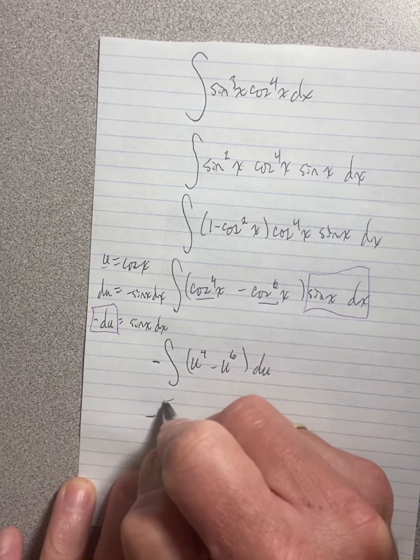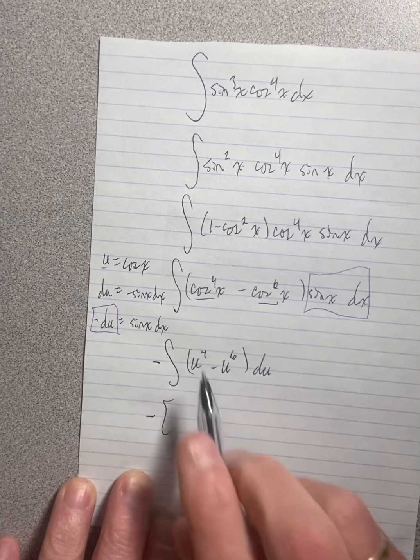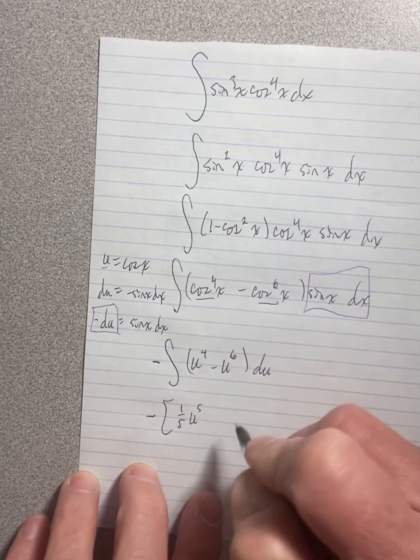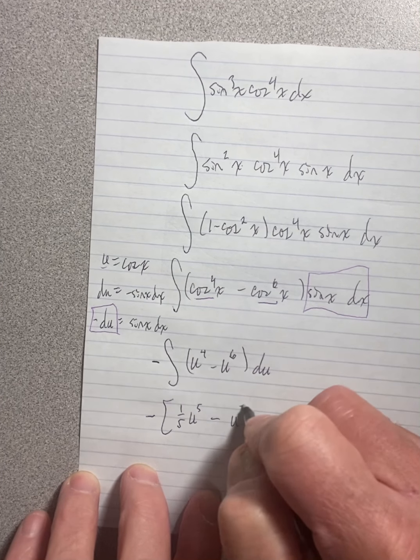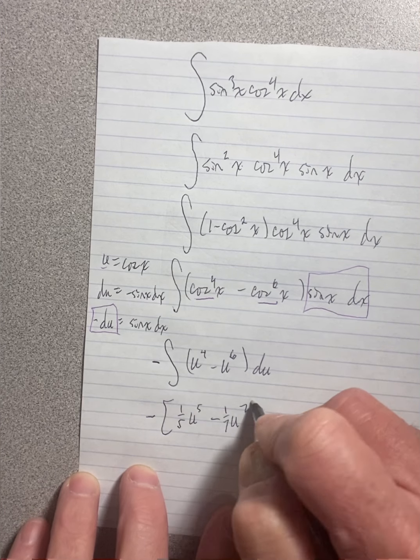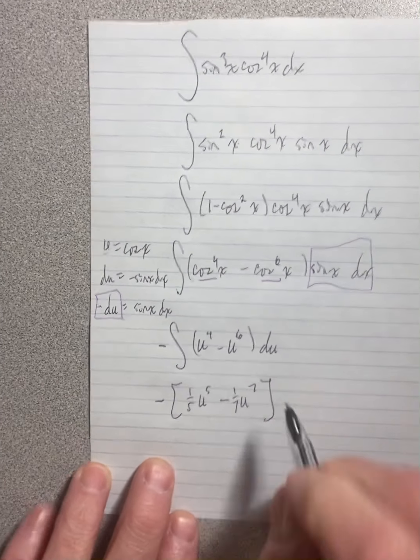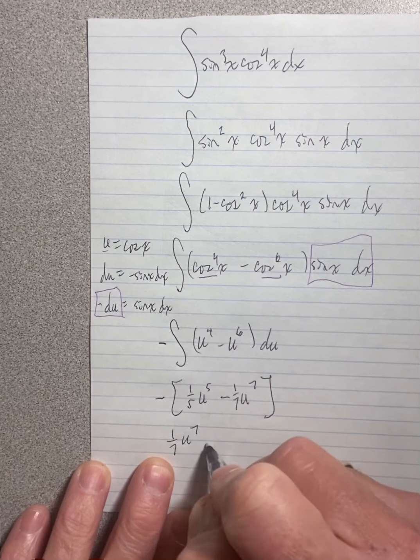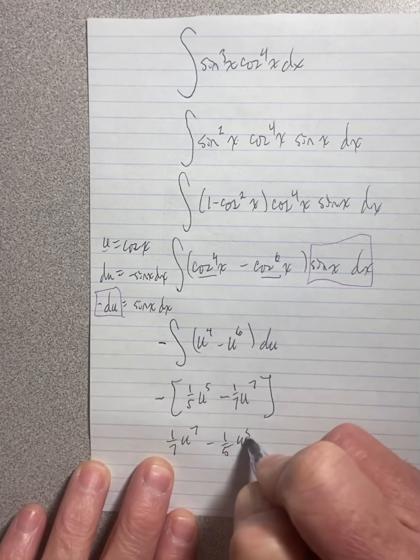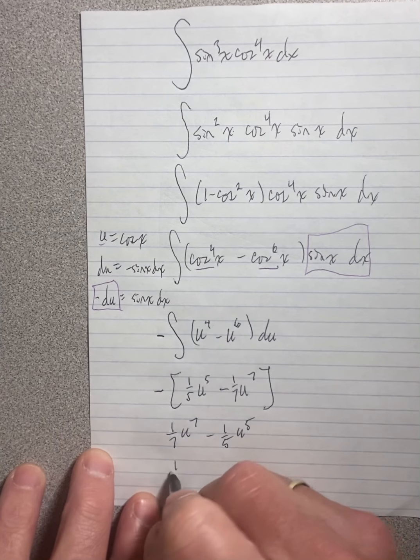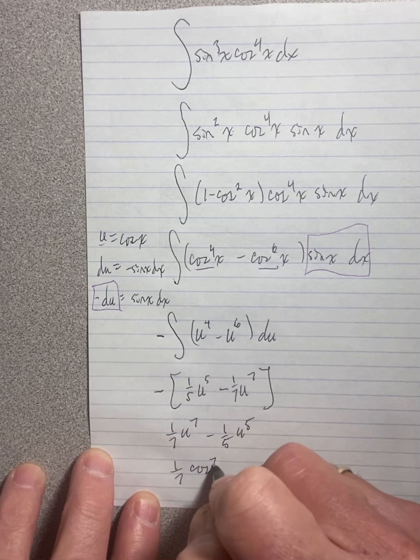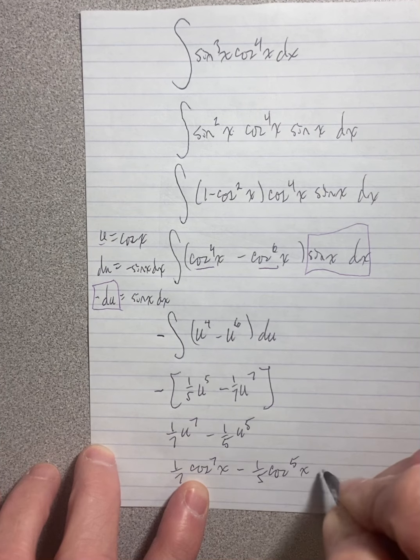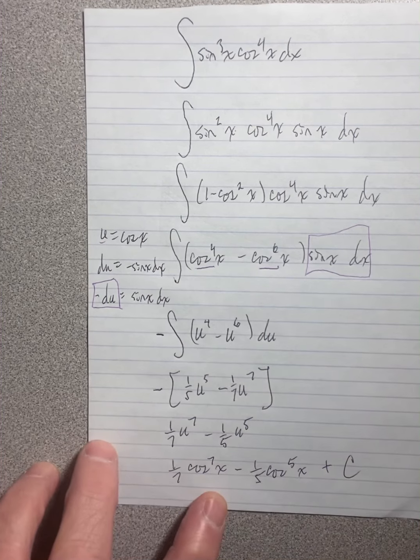So when I integrate by power rule, you add 1 to the power, and you put the reciprocal out front. And then here you add 1 to the power, and you put the reciprocal out front. Okay? Then I can distribute the negative. So this will be positive. I'll put it first. And then that will be negative. And then what was u? u was cos x. So we have 1/7 cos to the 7th x minus 1/5 cos to the 5th x. And don't forget your plus c, baby.